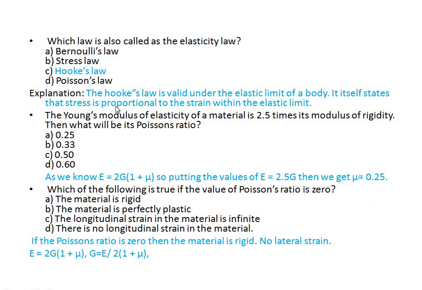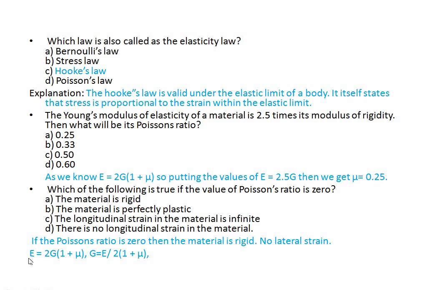Either way I can ask the question. Either I can give the value of mu and ask you to find G, or indirectly I am giving G and asking you to find mu. Next. Which of the following is true if the value of Poisson's ratio is 0? The material is rigid, the material is perfectly plastic, the longitudinal strain in the material is infinite, or there is no longitudinal strain in the material?